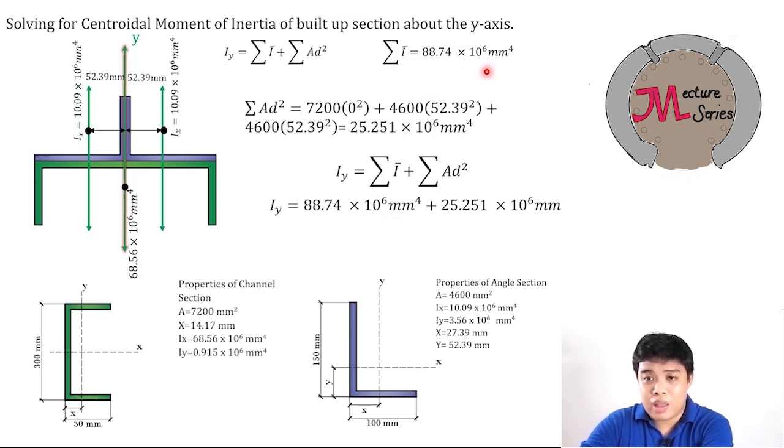Summing up the centroidal moments of inertia parallel to the y-axis of each steel section, that is 88.74 times 10 to the 6th, plus the summation of AD squared, which is 25.251 times 10 to the 6th millimeter to the fourth. It will give you a value equivalent to 113.991 times 10 to the 6th millimeter to the fourth.